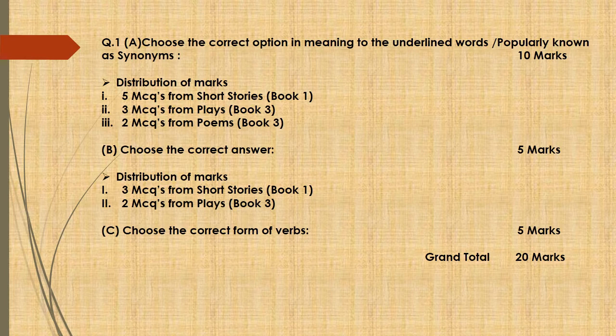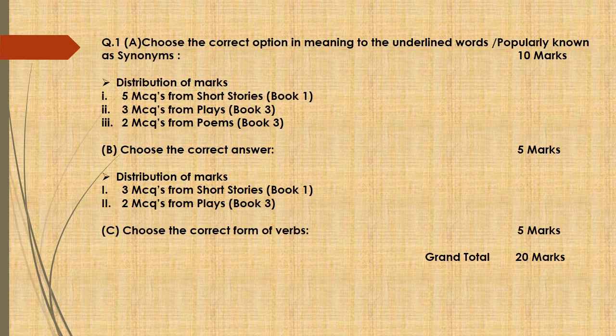The first part is choose the correct option in meaning to the underlined words, which is also popularly known as a question pertaining to synonyms. This question carries 10 marks, but as you can see, there are 3 parts. In the first part, there are 5 multiple choice questions which are taken from short stories, book 1. Then, 3 multiple choice questions are taken from the plays, book 3, and 2 multiple choice questions are taken from the poems, book 3 again.